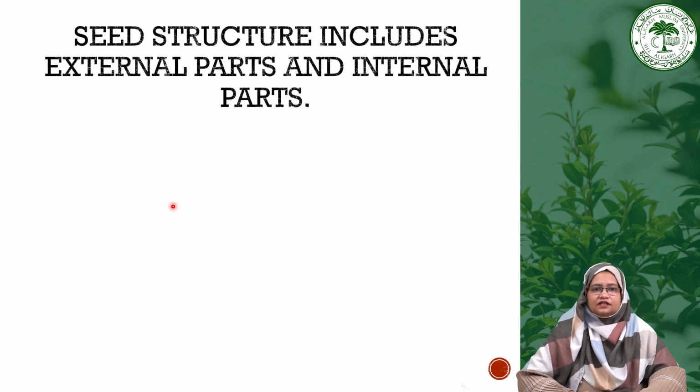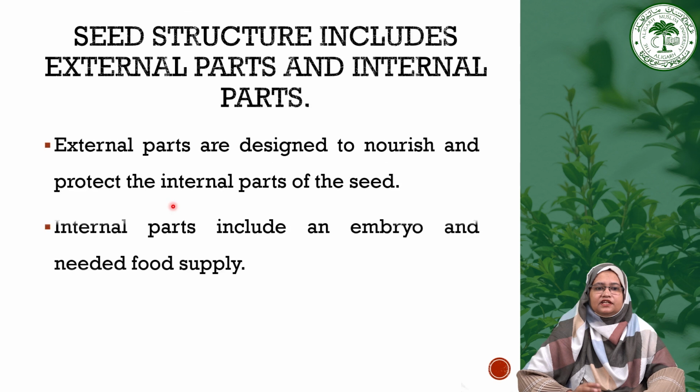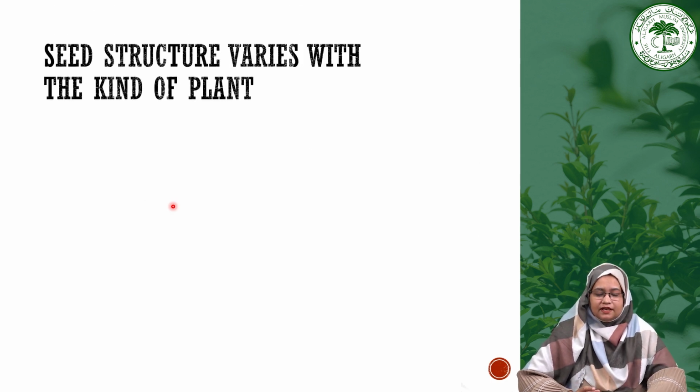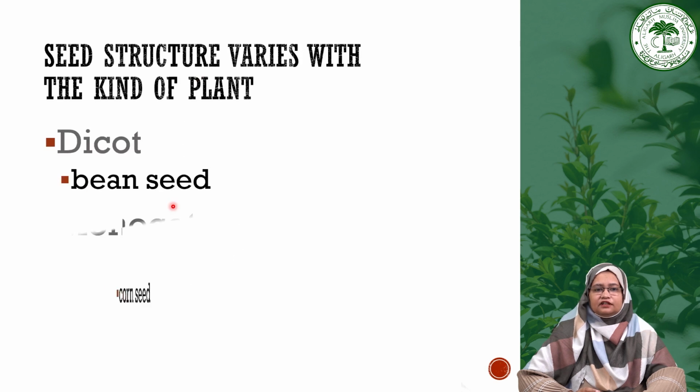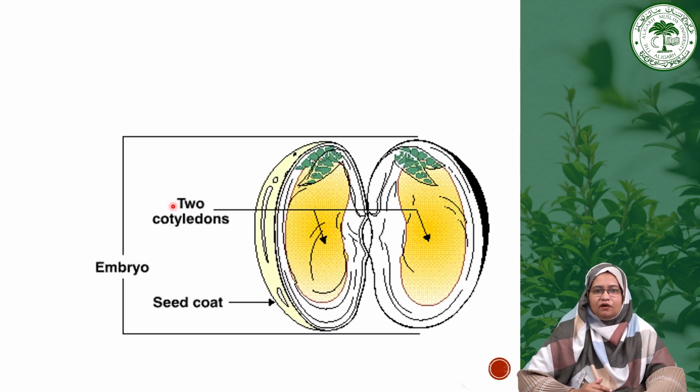If we look at the internal structure of the seed, the seed has two main parts: the external part, designed to nourish and protect the internal part, and the internal part, which includes an embryo needed for food support. Generally, plants have two types of seeds. Dicots have two cotyledons, like the bean seed, and monocots have one cotyledon; an example is the corn seed.